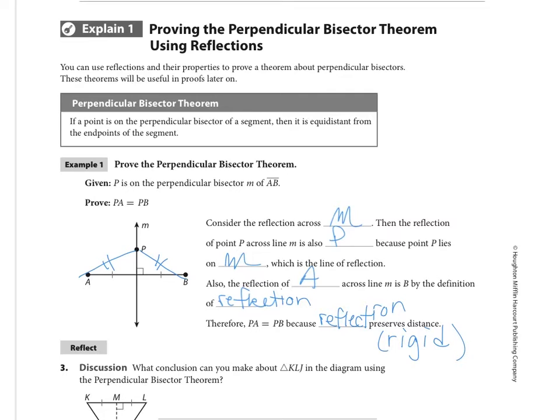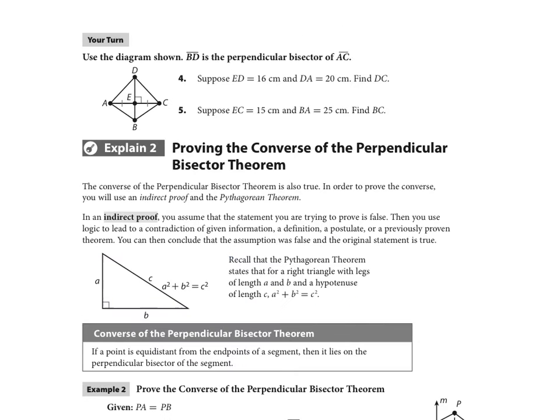So again, if a point is on the perpendicular bisector, anywhere along this line right here, then it is going to be equidistant from the endpoints of the segment that it's cutting in half. So that's the first theorem we need to be aware of. On the Your Turn on page 197, right here, 4 and 5, you are going to be using that idea of the perpendicular bisector theorem to find some missing distances. So take a pause on the video and let's do that now.